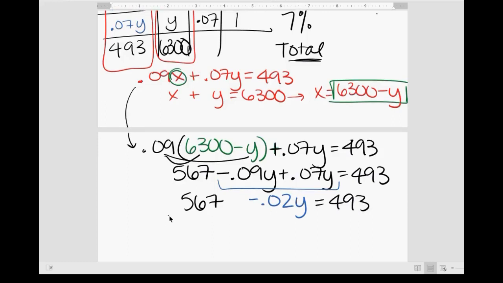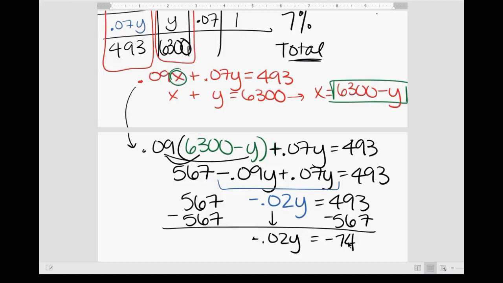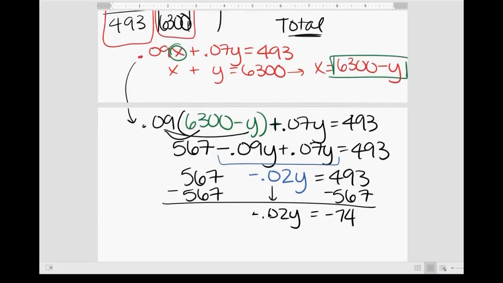And we're solving for y, so we're going to subtract 567 on both sides of the equation. 493 minus 567 is negative 74. So I have negative 0.02y equals negative 74. And so to solve for y, I'm going to divide by negative 0.02 on both sides. So y equals positive 3,700.